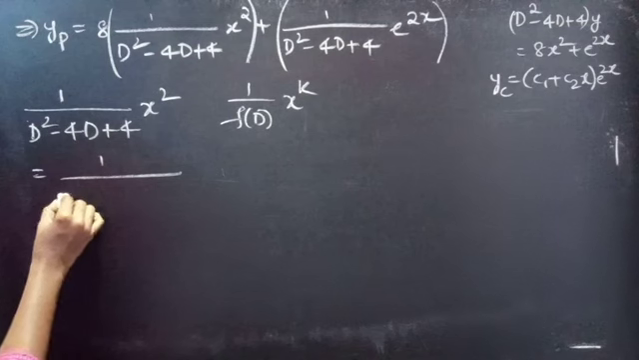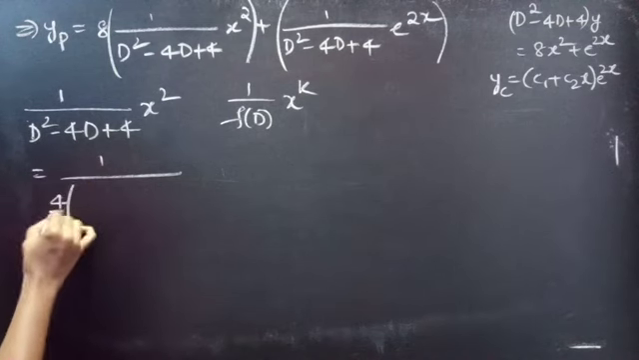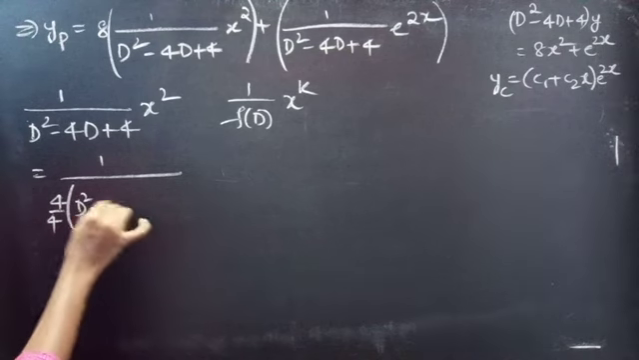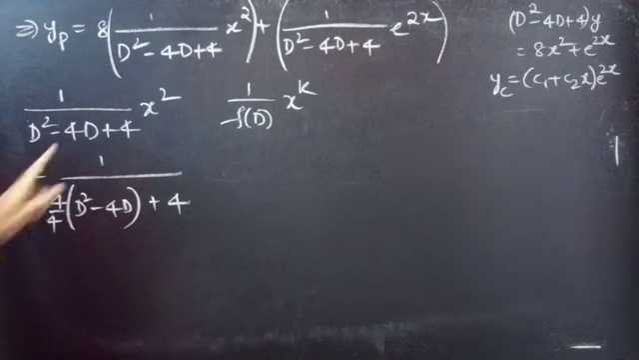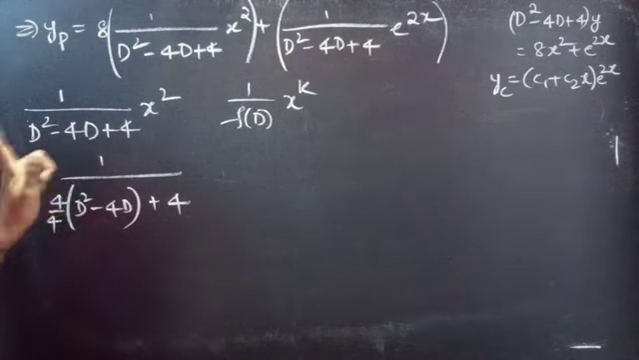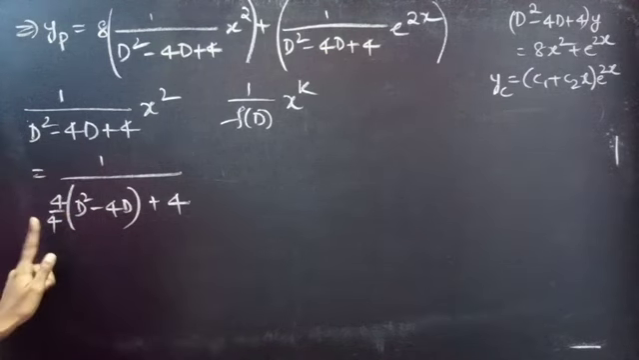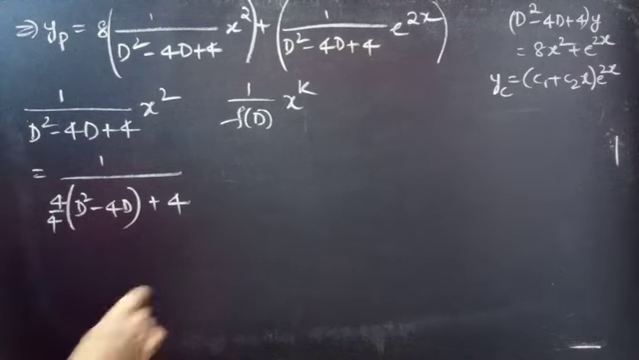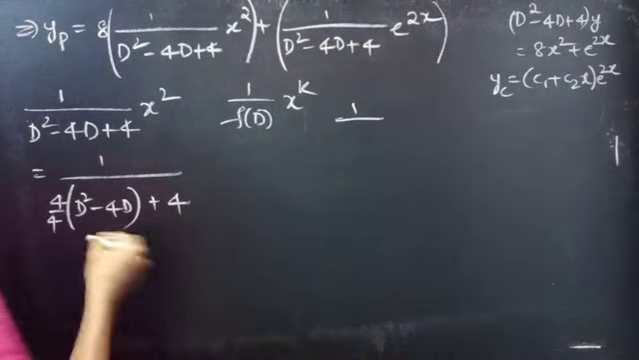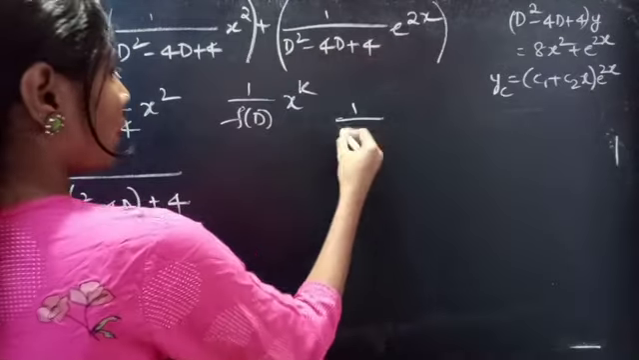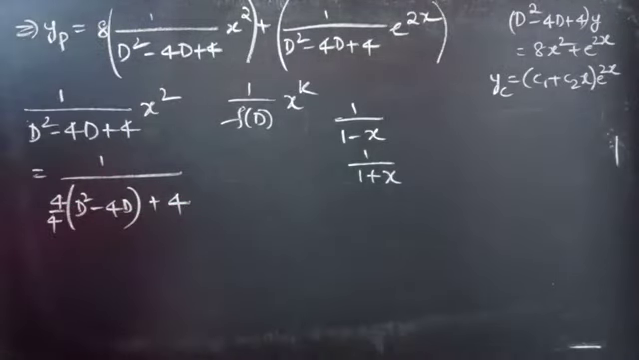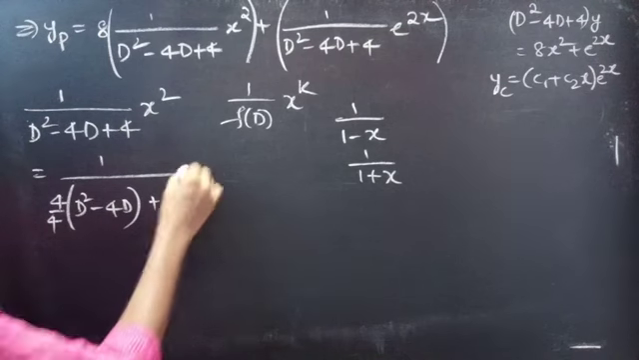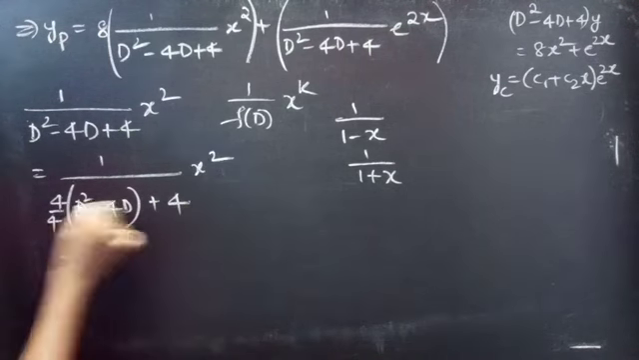Okay, so what I'll do is I'll just multiply and divide 4 to the first two terms: 4 by 4 into d square minus 4d plus 4. See, already we have 4 here, but still we are multiplying and dividing 4 to the first two terms because we are trying to write 1 by f of d in 1 by 1 minus x or 1 by 1 plus x form. Okay, into x square.